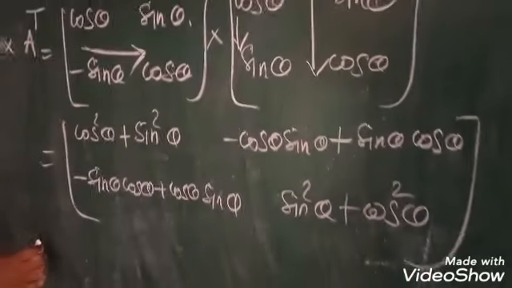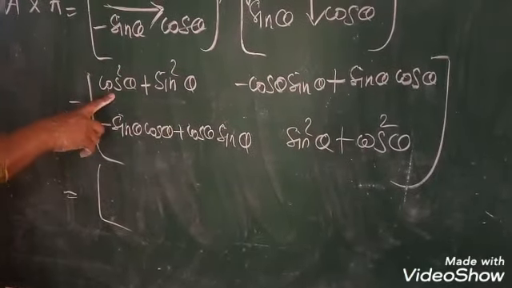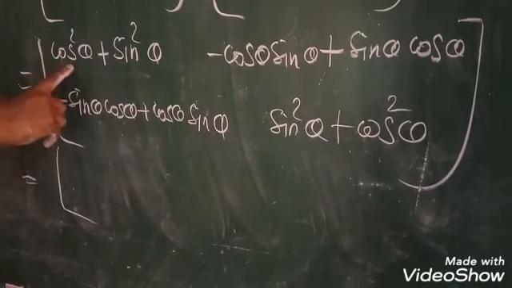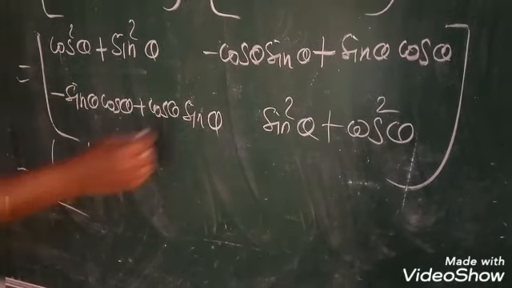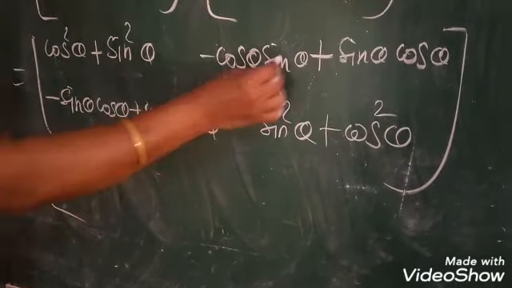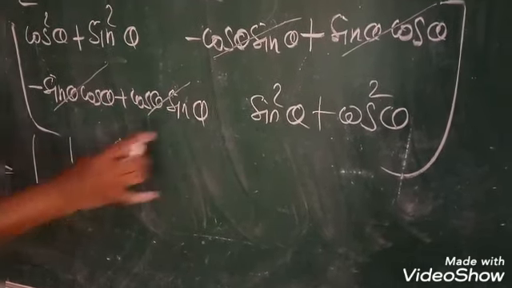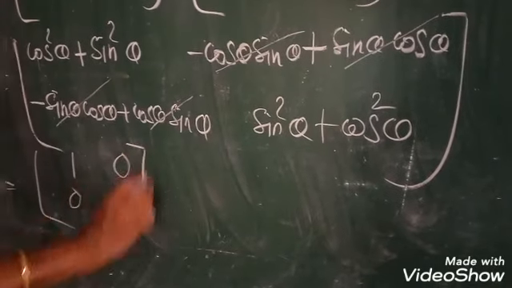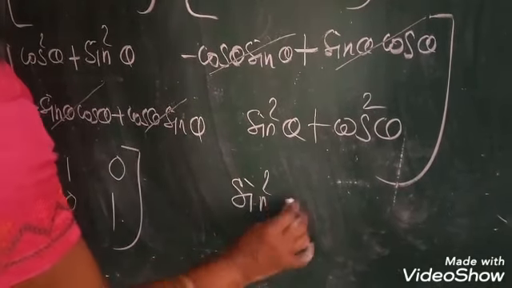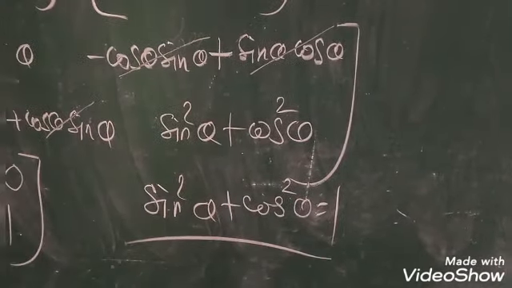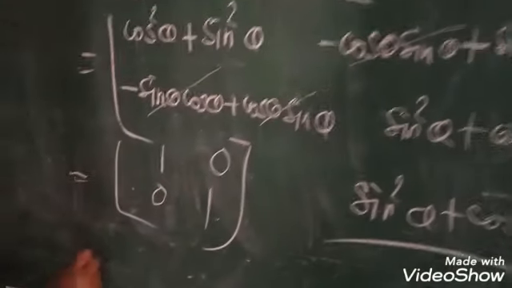Okay girls, now you have to simplify. We know the formula sin squared theta plus cos squared theta is equal to 1, or otherwise cos squared theta plus sin squared theta is equal to 1. Here the minus sin theta cos theta plus sin theta cos theta cancel, so you have to put 0. Here also minus sin theta cos theta and plus sin theta cos theta are the same, so 0. Here sin squared theta plus cos squared theta is equal to 1. This is a very familiar trigonometry formula, girls. So it is considered as I. Hence proved. Okay girls, this is the answer for the 9th sum.